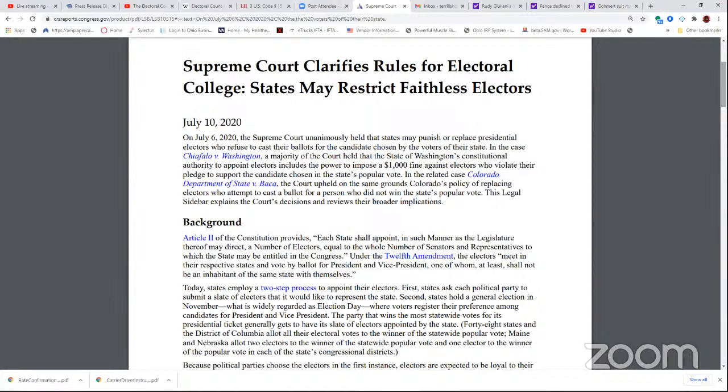You got it. Supreme Court clarified the rules for the Electoral College: states may restrict faithless voters. Now, this is something that was a unanimous decision, 9-0, by the Supreme Court. I will read briefly the summary up top.